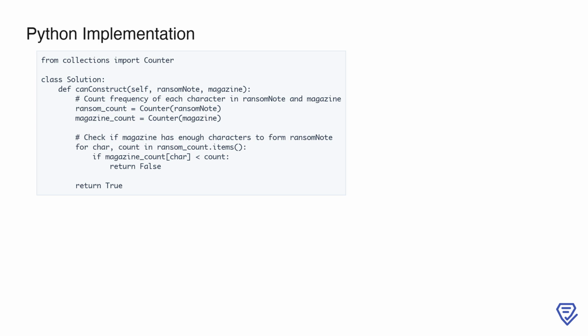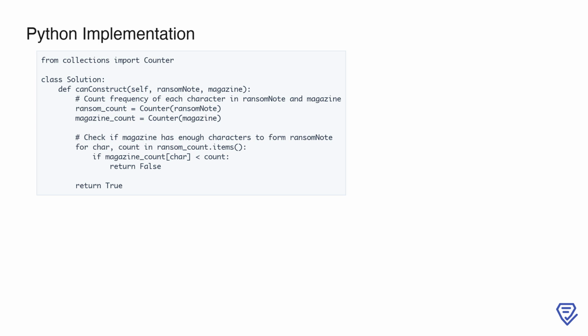true. This approach is efficient because the Counter creation has a time complexity of O(n + m), where n and m are the lengths of ransom note and magazine, respectively. The iteration over ransom_count is proportional to the number of unique characters in ransom note, which is usually much smaller than the total string lengths.